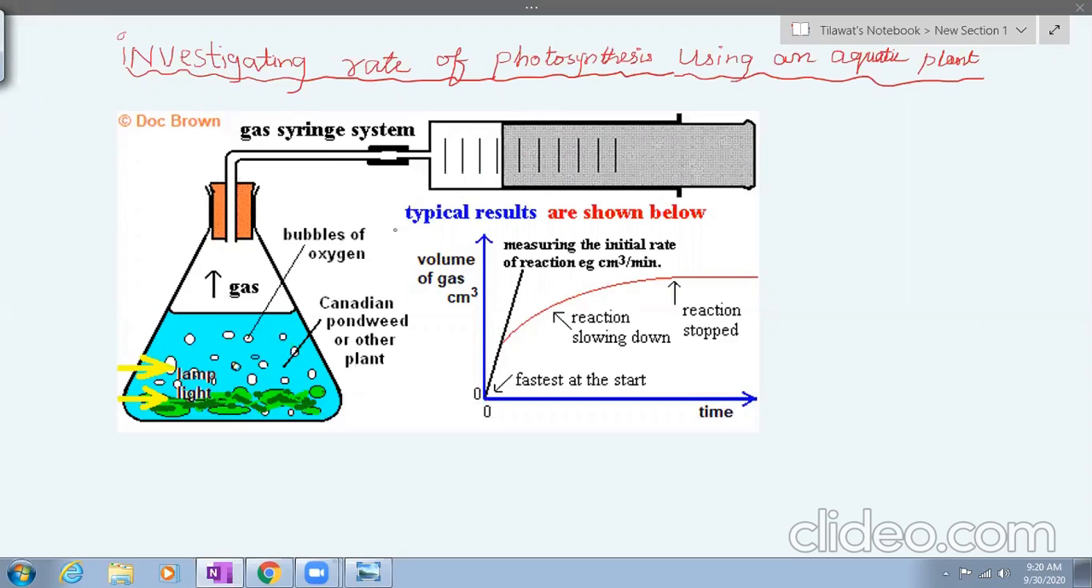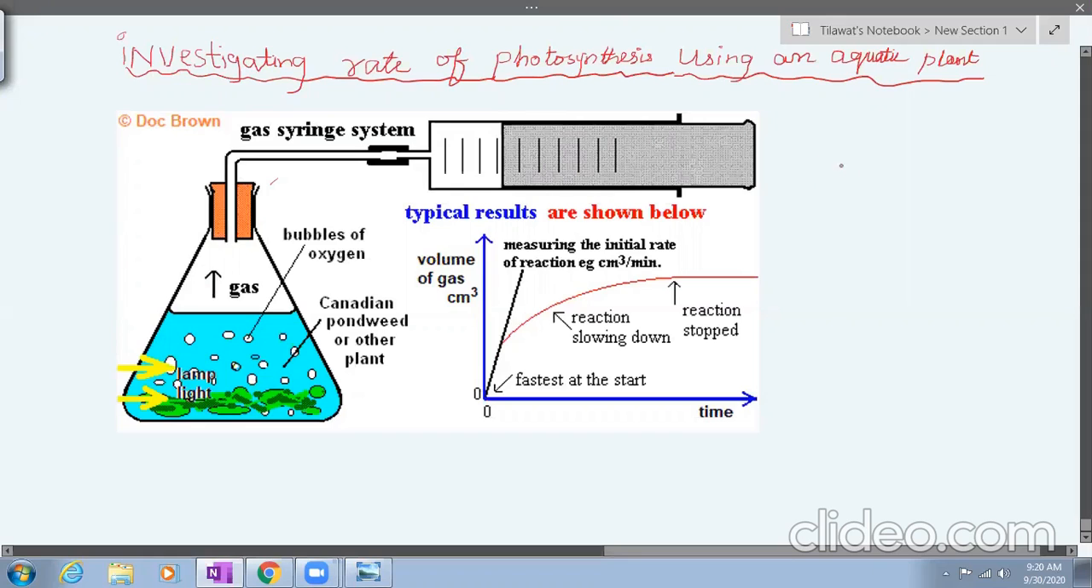I will write here. The first one we have is light intensity. Okay. Second one we have wavelength of light.